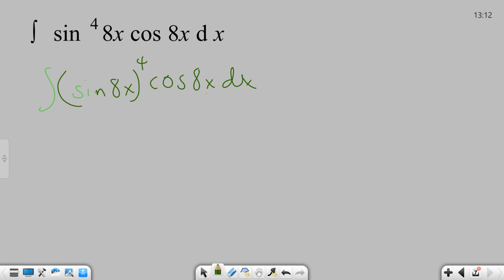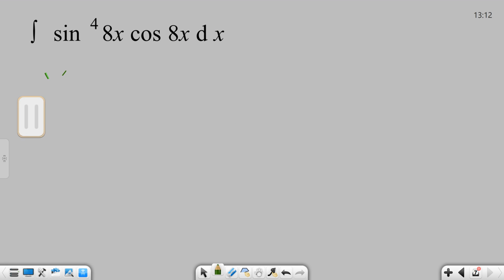If I rewrite the problem, I've changed nothing. I just rewrote the problem. Does that help you figure out what you should be? Sine 8x to the 4th. We did sine 8x to the 4th already. Pay attention. Sine 8x! Woohoo!